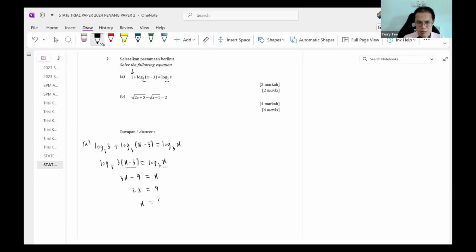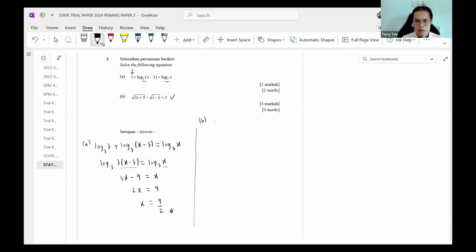Your x is now 9 over 2, right? Okay, now the second one, if you were to solve this equation, this one involving surds, so it's a little bit longer. We need to square both sides.